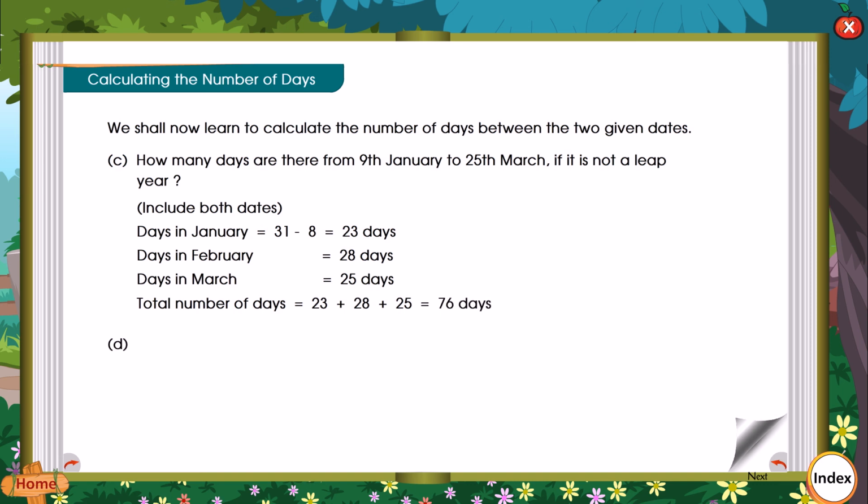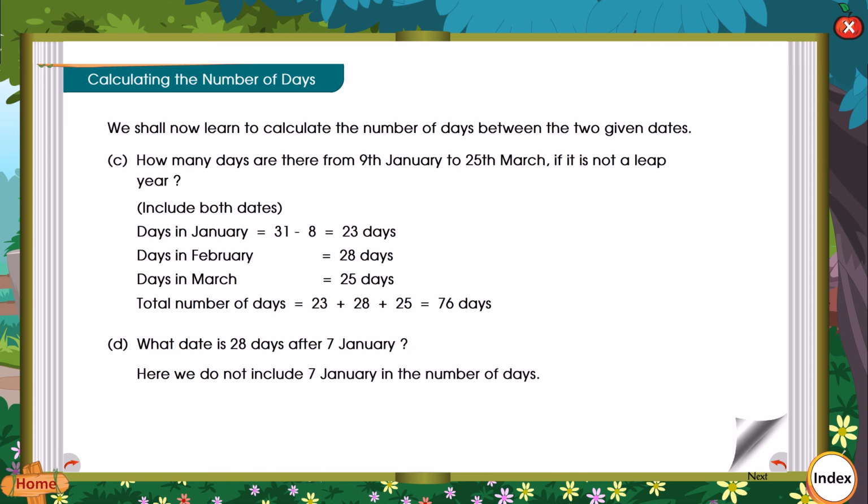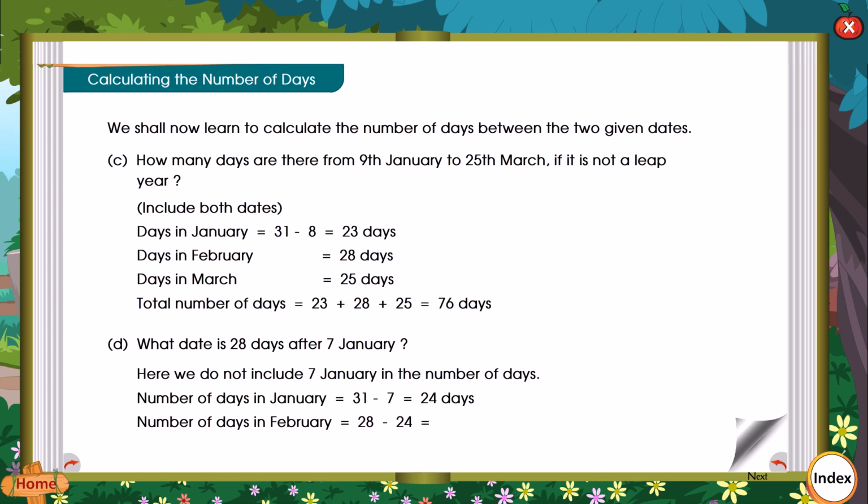D. What date is 28 days after 7th January? Here we do not include 7th January in the number of days. Number of days in January is equal to 31 minus 7, which is equal to 24 days. Number of days in February is equal to 28 minus 24, which is equal to 4 days. The date is 4th February.